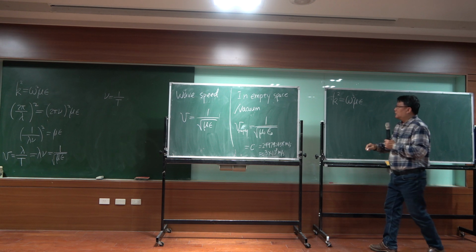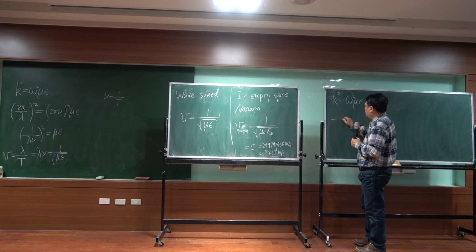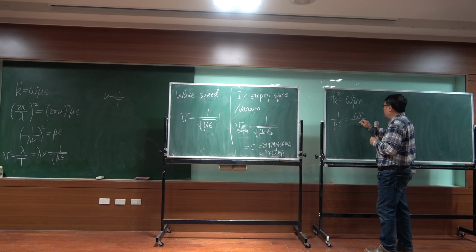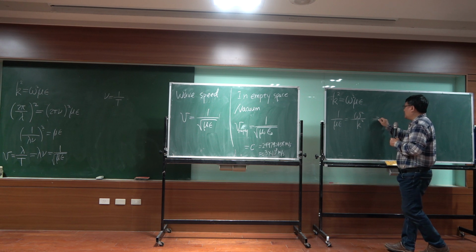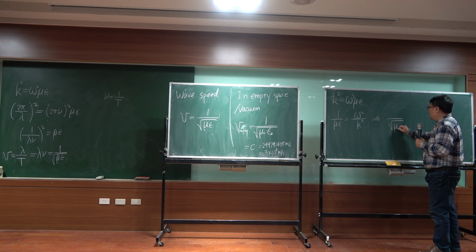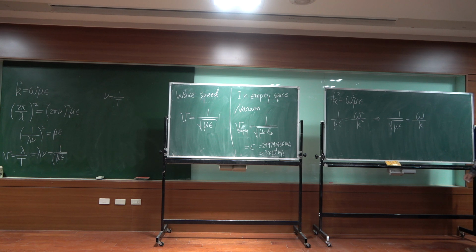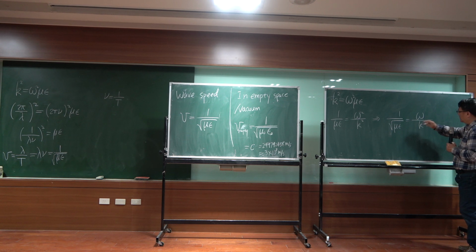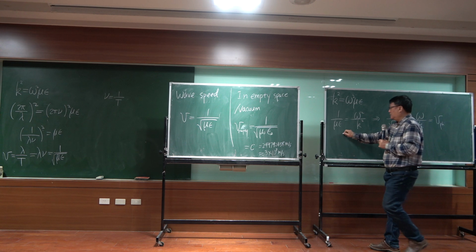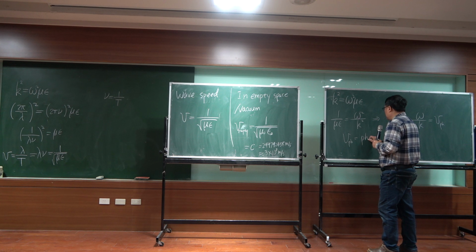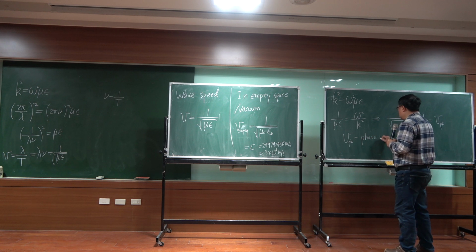We can further find the relation, remember that we have k squared equal to omega squared times mu epsilon. So we know that 1 over mu epsilon is equal to omega squared over k squared, which means that this quantity is equal to omega over k. Now, what is omega over k? This is the phase velocity.